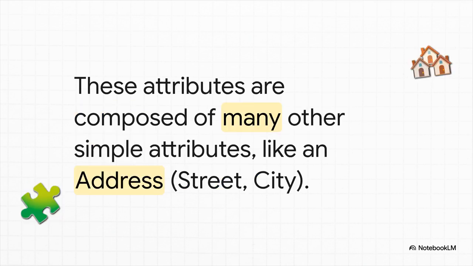That's it. Next, we have composite attributes. And these are the opposite. They're made up of a bunch of smaller, simple attributes. A person's name is a perfect example. You can break it down into first name and last name. This gives our blueprint way more granular detail.